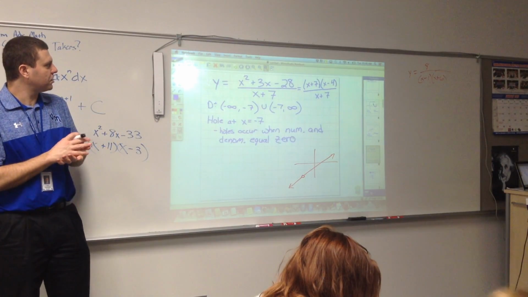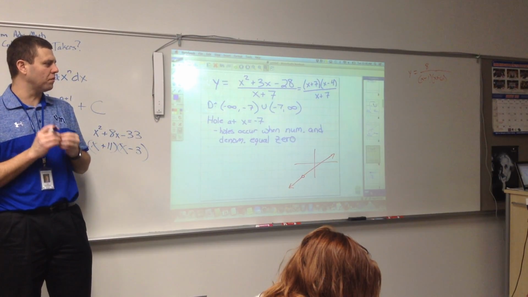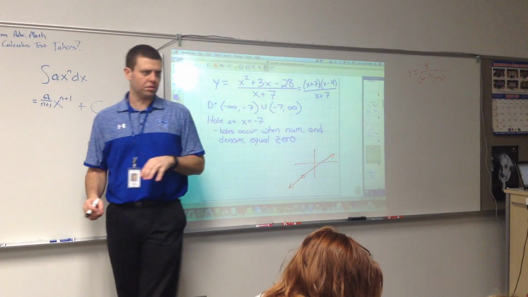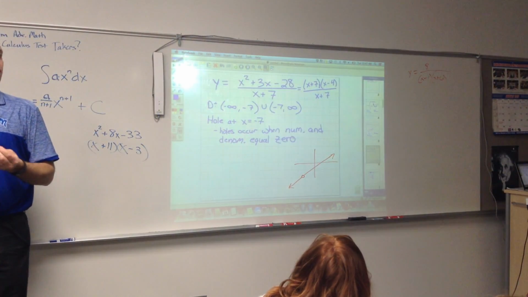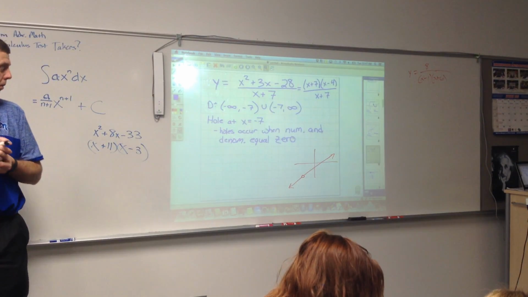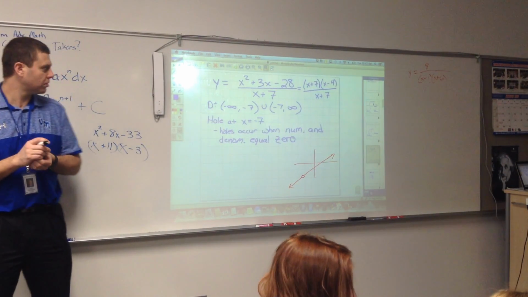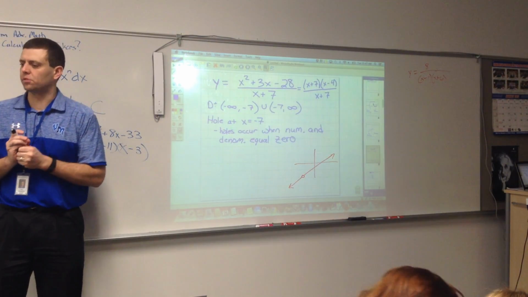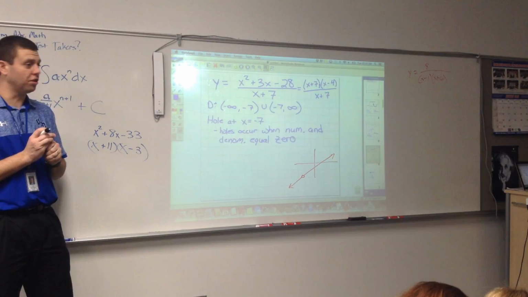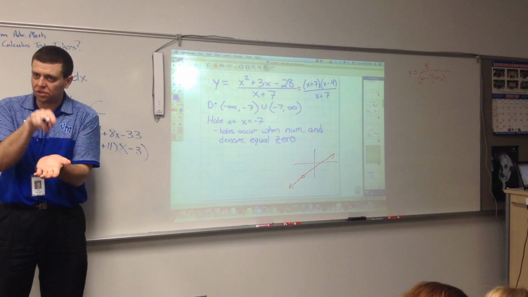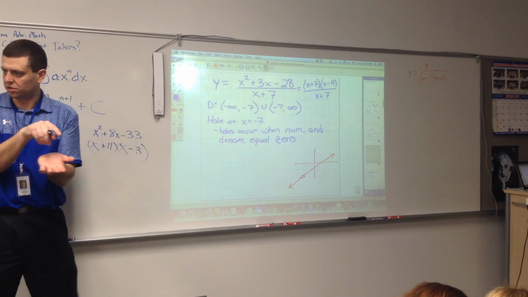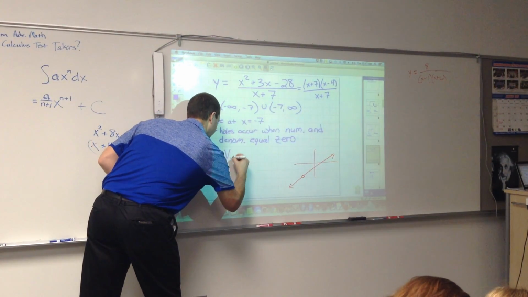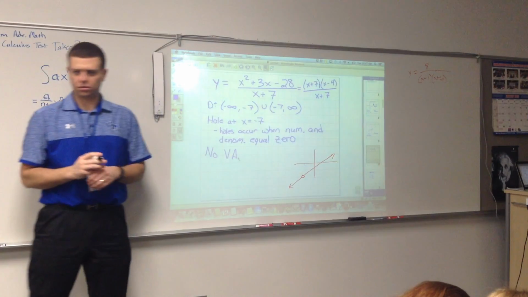Can everybody see how in this one, an x value of -7 would make both the numerator and the denominator equal 0? So therefore, this function will have a hole at x equals -7. Will this function have a vertical asymptote? No, because there is not a value that only makes the denominator equal to 0. So this function has no vertical asymptotes.